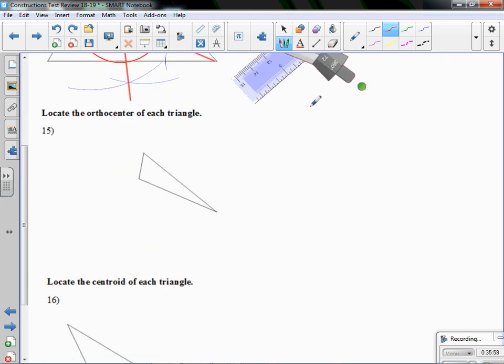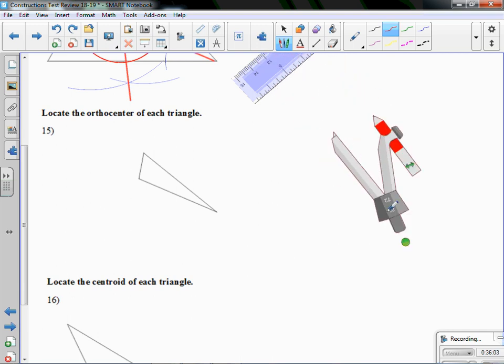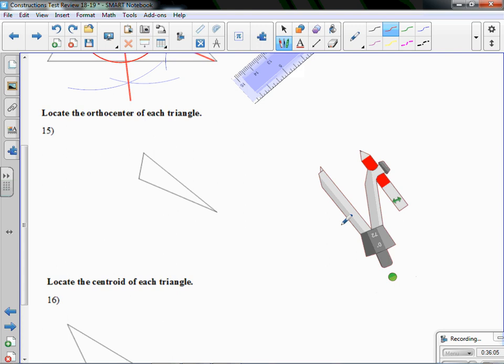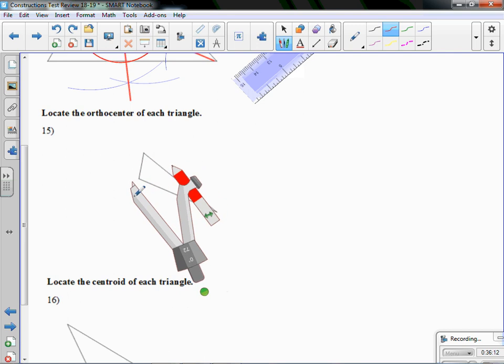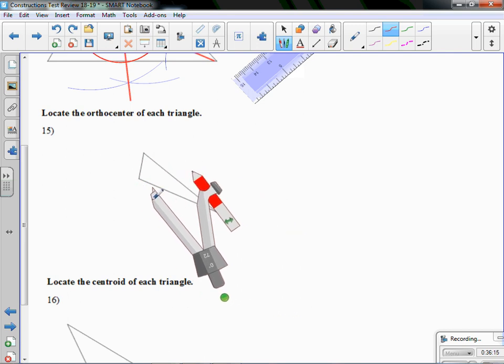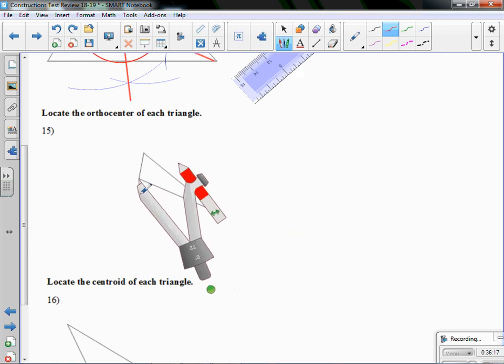That's 15. Locate the orthocenter of each triangle. Orthocenter is where the altitudes intersect, which is the perpendicular segment going from the vertex to the opposite side. And so we need to put the point of our compass on the vertices. I'm going to start with that bottom one there.